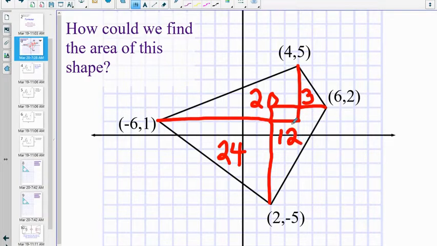The problem is, by doing it that way, we've counted these two squares twice. So if I do 20 plus 24 plus 12 plus 3, I've counted these two squares twice. So I'm going to take away those 2 at the end. So 20 plus 24 is 44, plus 12 is 56, plus 3 is 59, and then I'll take away those 2 that I counted twice to get a total of 57 square units. That's one of the ways of doing this. There are certainly other ways of doing lots of these problems.